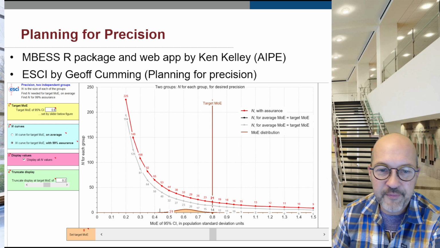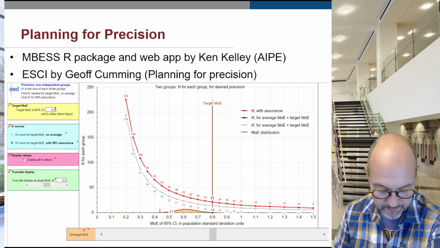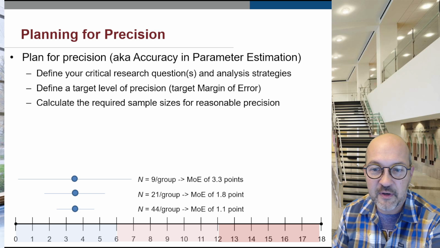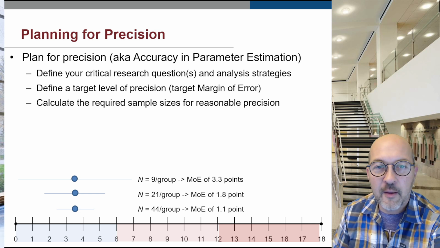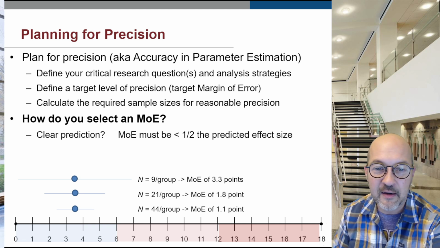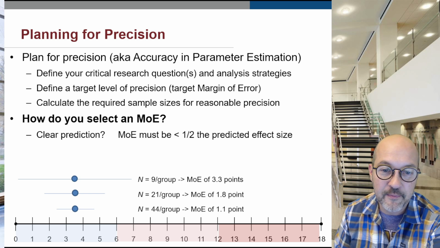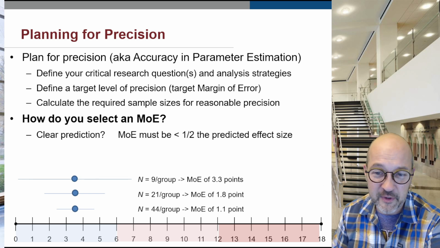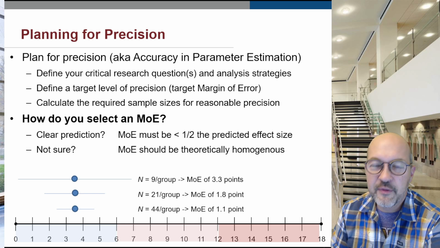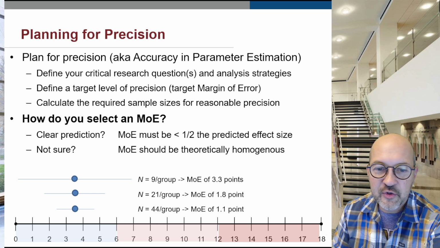Now, how do you decide on a target margin of error? There is no specific algorithm. It takes thought, expert judgment, and consideration of the resources available. But I can give you 2 rules of thumb. First, if you have a target effect size in mind, your margin of error should be no more than half as big. Otherwise, you would have a strong risk of non-detection. But what if you don't have a clear effect size prediction? In that case, a good rule of thumb is to shoot for a margin of error that is theoretically homogeneous. That is, try for a level of precision so that within the confidence interval, the differences between scores aren't especially meaningful or important.